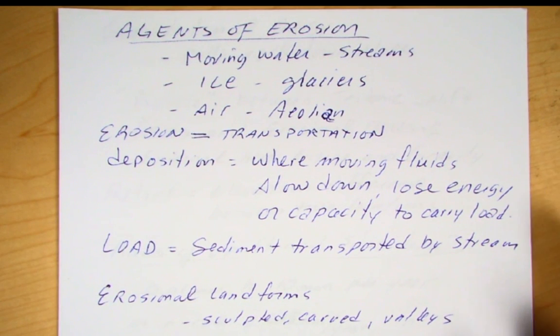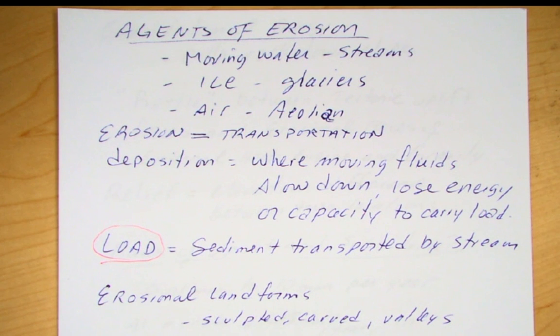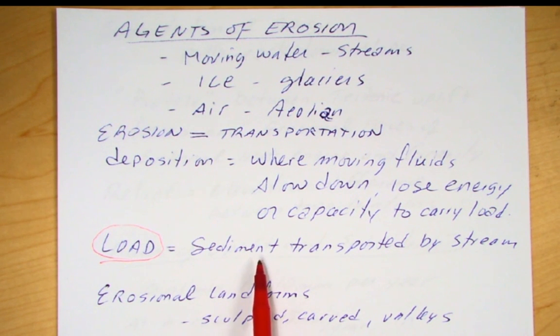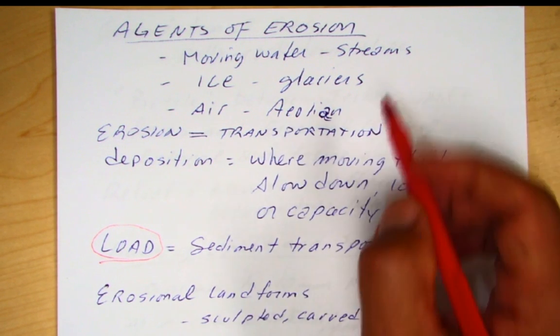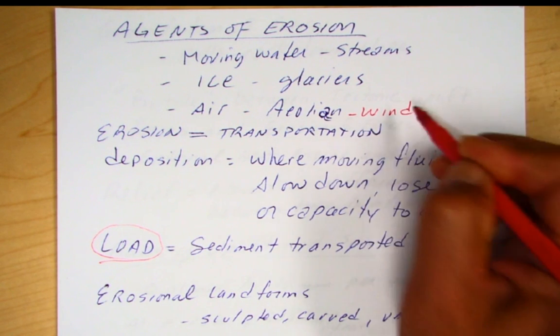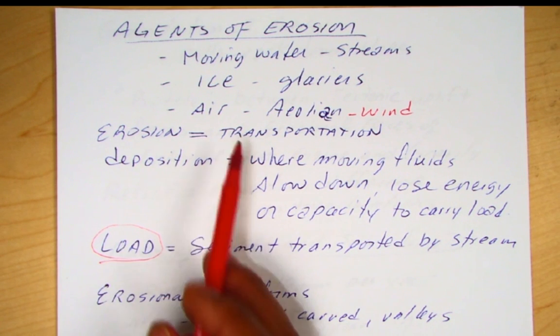Now, what are the agents of erosion? We mentioned these before when we talked about sedimentary rocks, but we're moving material, right? So moving water is one, streams, glaciers, air. And so all these can move material. And in fact, load is a term we use for material, sediment, that's being moved. So usually we describe it in terms of a river carrying a load, but a glacier can carry a load. The wind, in fact, this air, or aeolian means wind, can move sediment around. And remember, erosion is simply the transportation of material.